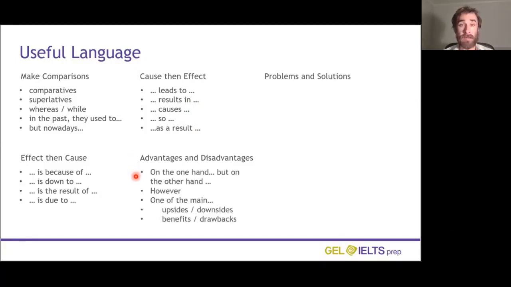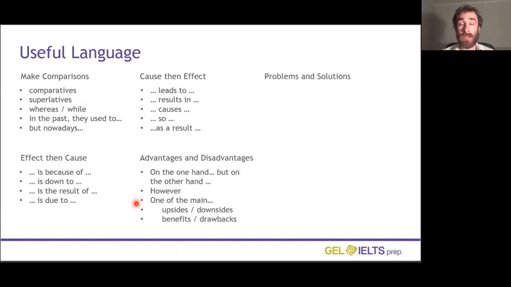On the one hand and on the other hand. This is a good way of showing two contrasting aspects of something. For example, if we were talking about working at home, we could say that on the one hand, working at home is very convenient because you don't need to drive to work. But on the other hand, it can be very lonely. However, can also be used to show contrast between two sentences.